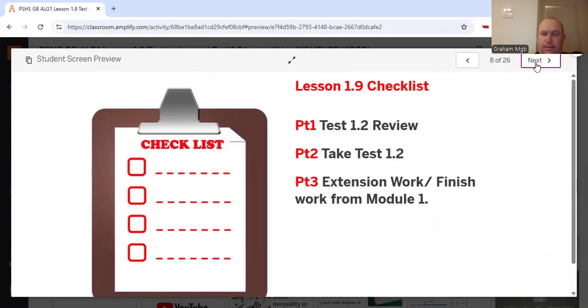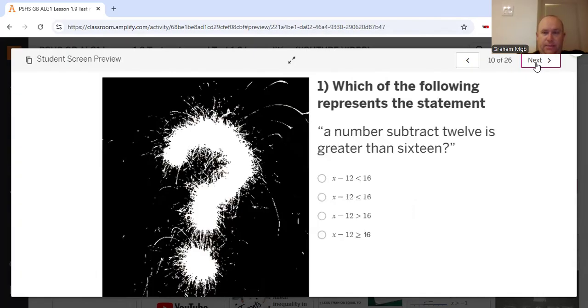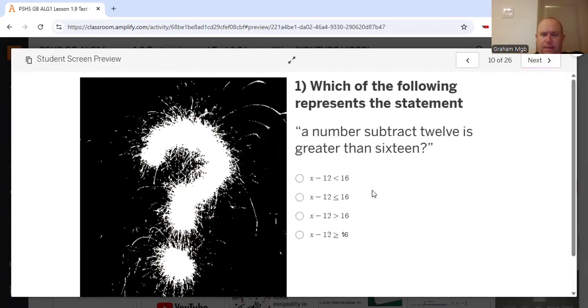All right, let's take a little look then at what we're going to be doing here. So we're obviously just going to be doing the first part of this for this video. We're going to be reviewing the test, and then in the lesson itself, you'll actually take the test. So let's have a look, something nice and easy to start with. A number. So although it says number, remember that actually means variable. So we're going to represent that by x, or I am for this question anyway.